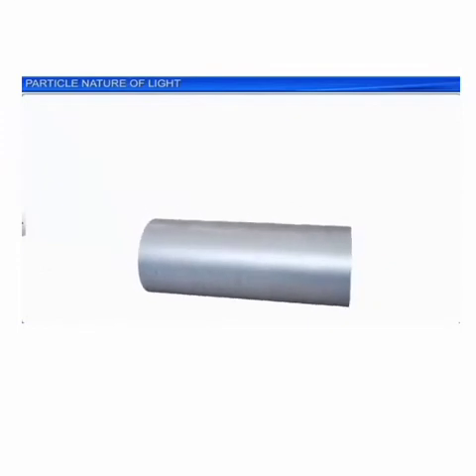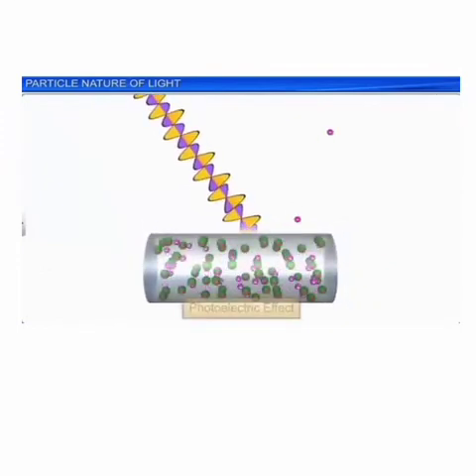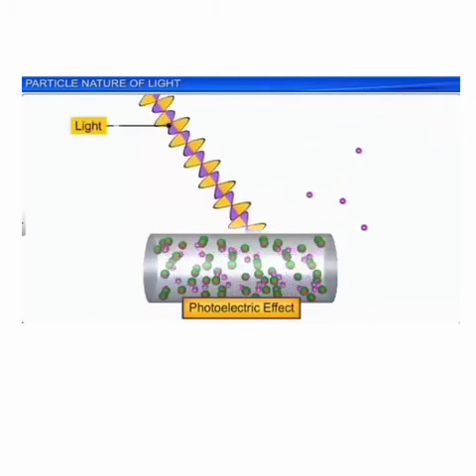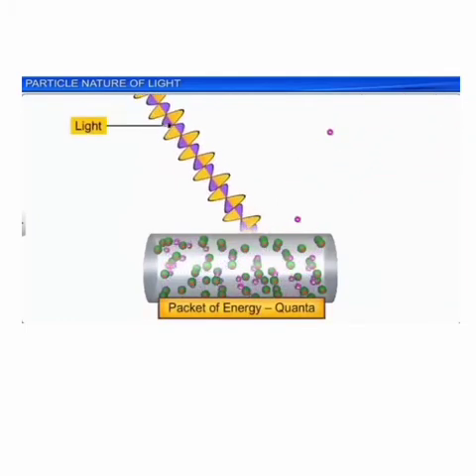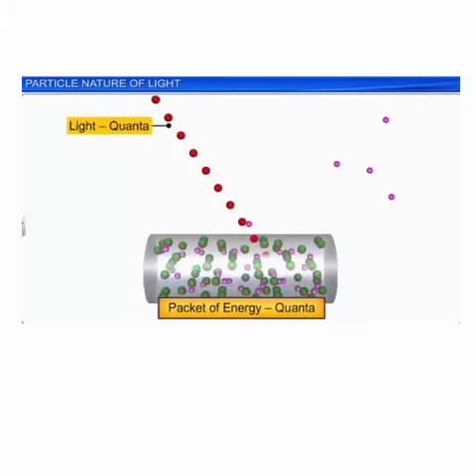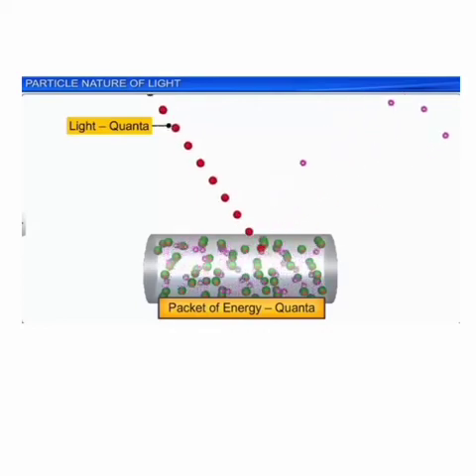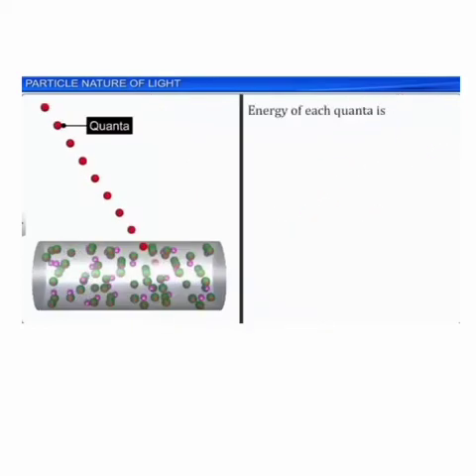As you know, the phenomenon of photoelectric effect explains that light consists of packets of energy known as quanta, and this characteristic of light exhibits during its interaction with matter. Each such packet has energy E equal to h nu, where h is the Planck's constant and nu is the frequency of light that is being used.